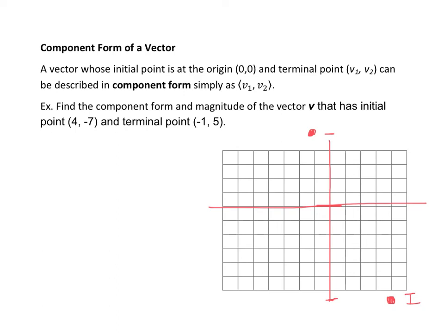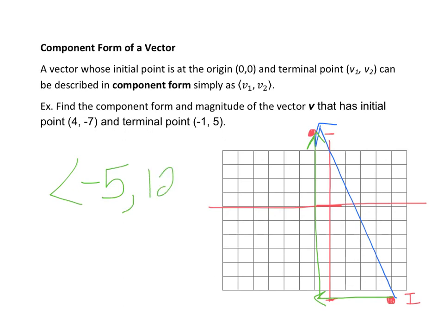So my vector... Good afternoon, everyone. So here's my vector starting at my initial point going to my terminal point. And your component form is essentially, how did I get from the initial point to the terminal point? Well, I had to go left 5 and up 12. So left 5 would be negative 5, up 12 would be positive 12.